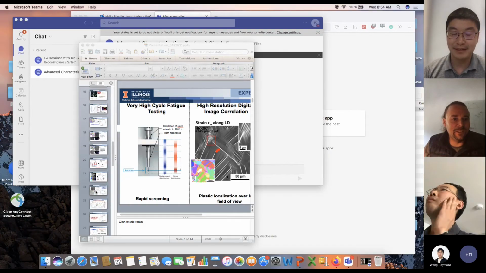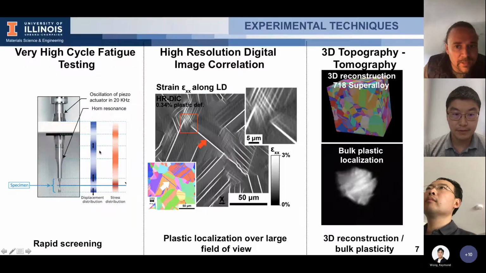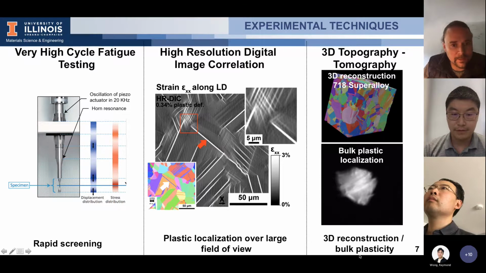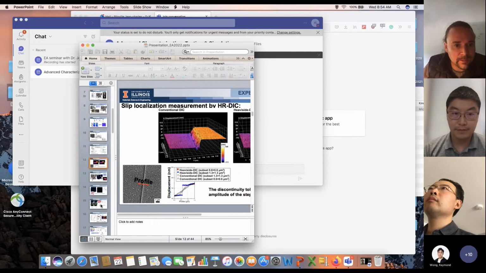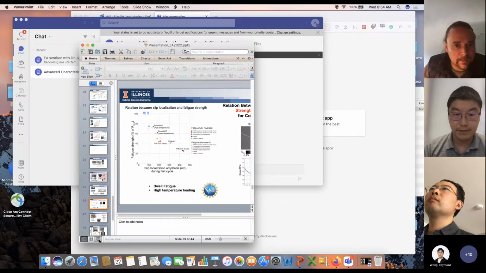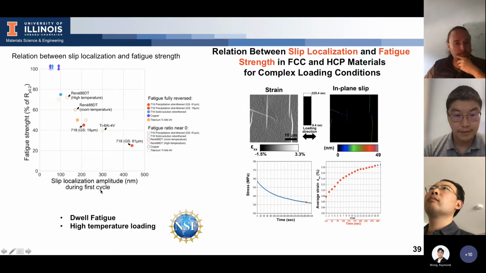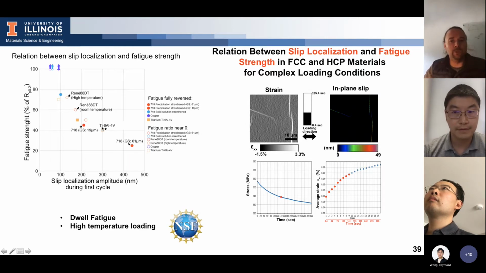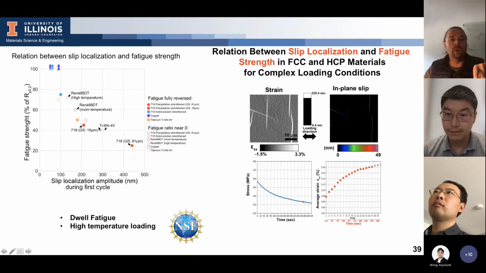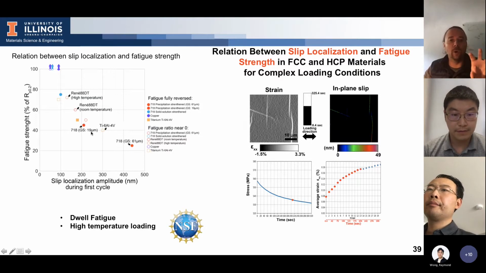Yeah, it's a very, very good question. Let's see, I do actually have the result here. Yes, so you have this relation between fatigue strength and slip localization. All the tests I've done are basically you load and you unload, and then you do the measurement, and then you do the compressive part. So no hold here, and it's just a ratio of 0 or -1.